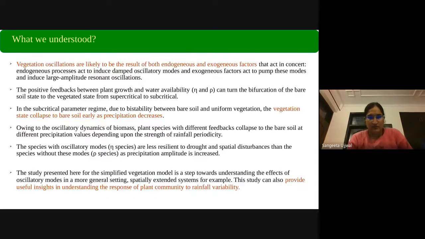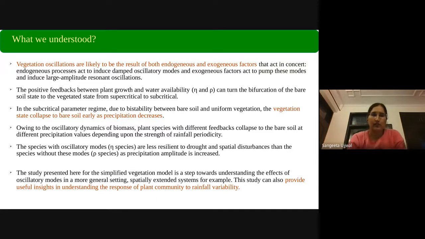Okay, so from this particular study, what we understood, using this model, is that yes, we can have vegetation oscillations, and these vegetation oscillations are likely to be the result of both endogenous and exogenous factors that act together. The endogenous factors act to induce damped oscillatory modes, whereas the exogenous factors act to pump these modes to induce large amplitude resonant oscillations.